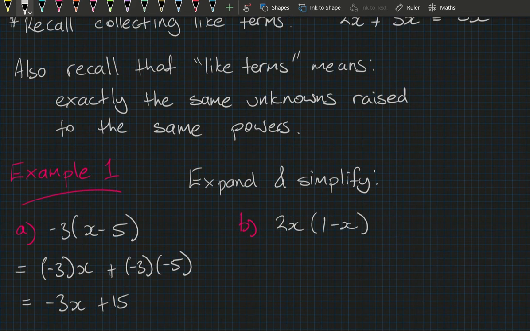Alright, with part B, we've got 2x times 1 minus x. So 2x times 1 is 2x, and 2x times minus x is just minus 2 times x squared. Now we could have taken the extra step there with the negatives in brackets, but hopefully you're confident enough that you don't need to do that anymore.